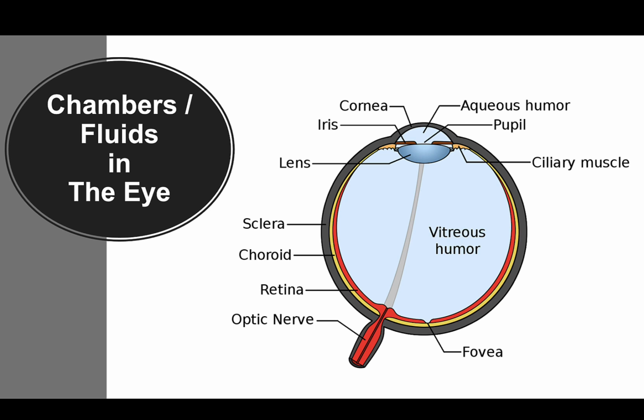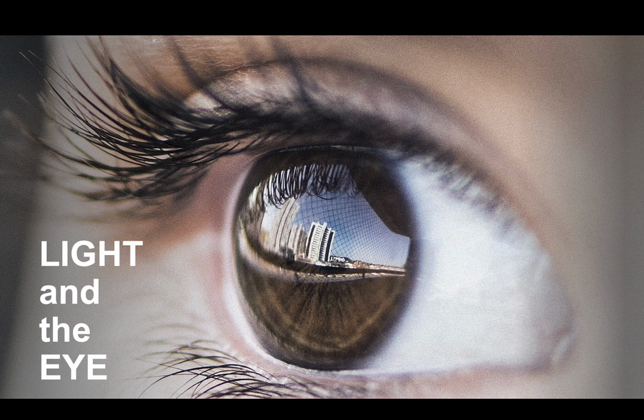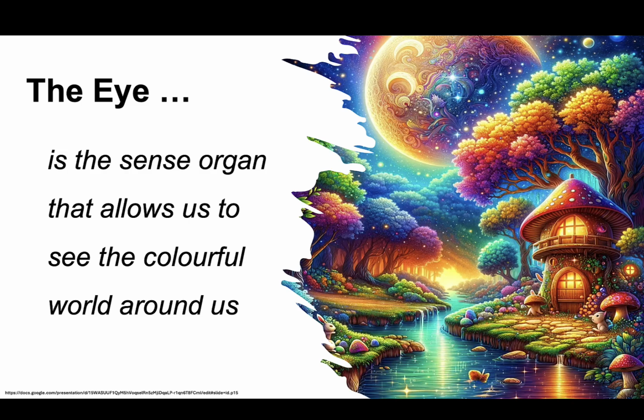In our previous webinar, we spoke about the chambers and the fluids in the eye. And we noted that none of the chambers in the eye is empty. They are all filled with different types of fluid. In today's lesson, we are going to look at light, and more specifically, how light interacts with the eye.